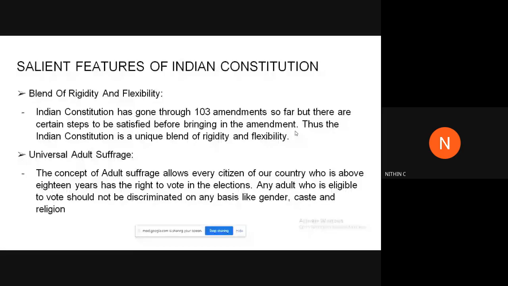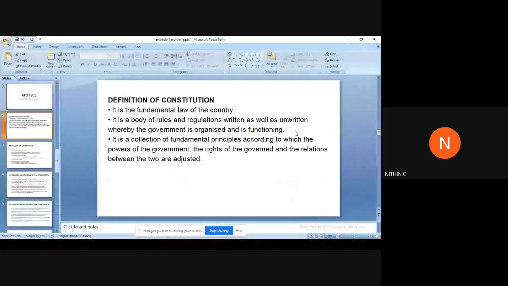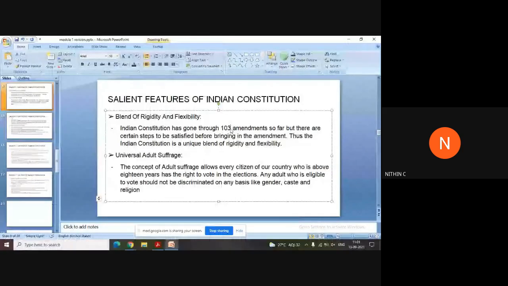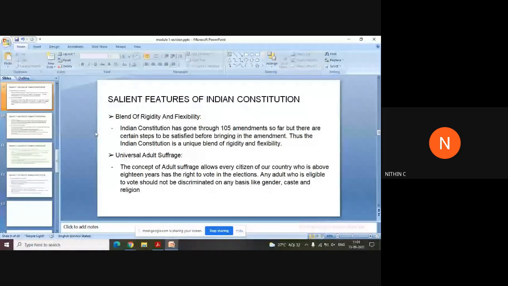The Indian constitution has gone through 103. That's actually a mistake. As of now, we have 105 amendments. And the latest amendment was during this year, August, I think. While discussing the first module in class, I mentioned 104 amendments, but as of today, we have 105 amendments.